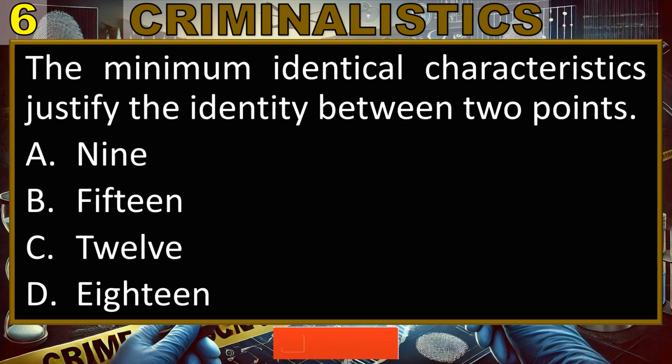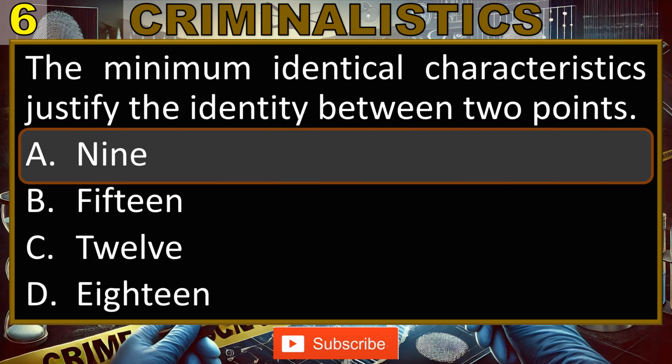Letter A is the correct answer. 9. 9 is the minimum number of identical characteristics that justify the identity between 2 points.